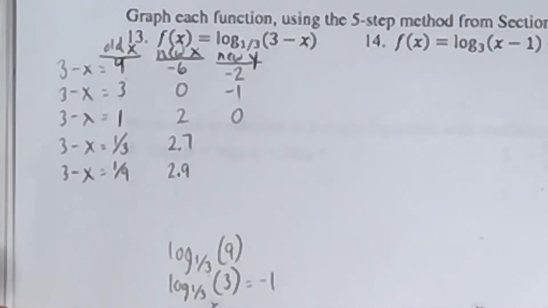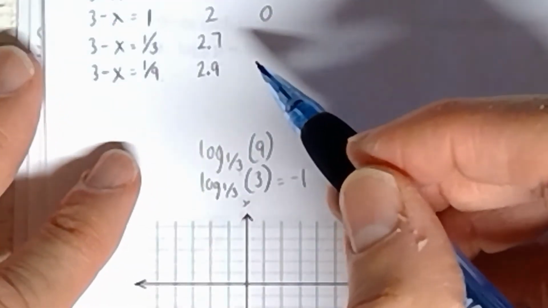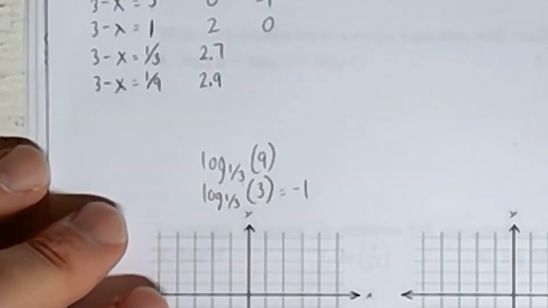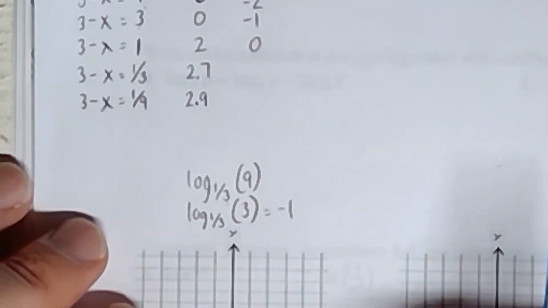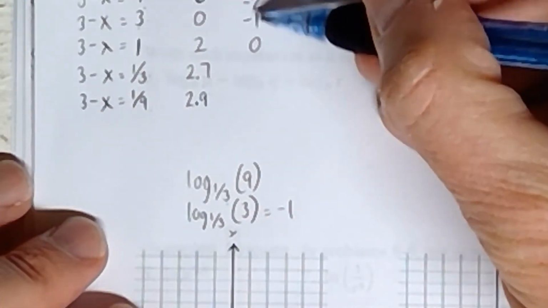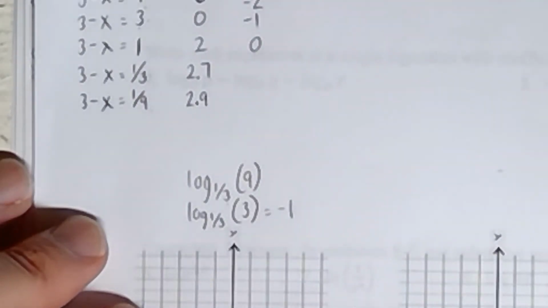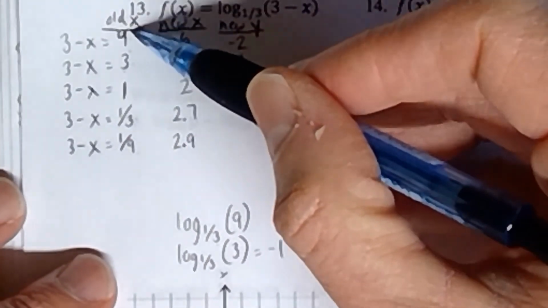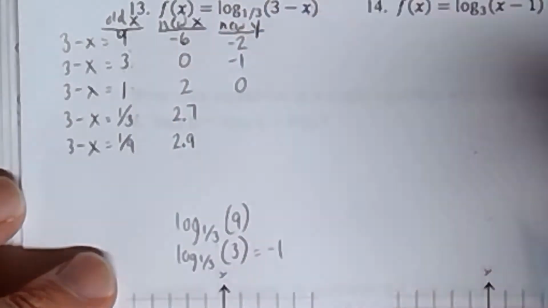I want you to notice a trend here that's going on. It'll make this easier instead of having to plug these things in. These numbers right here are going to end up being the same as the exponents that you plugged in originally. Remember we said that we had to do 1/3 to the -2, 1/3 to the -1, 1/3 to the 0, and so on.